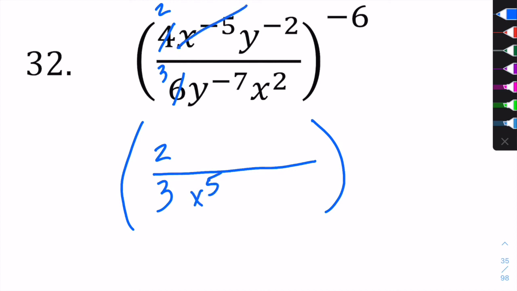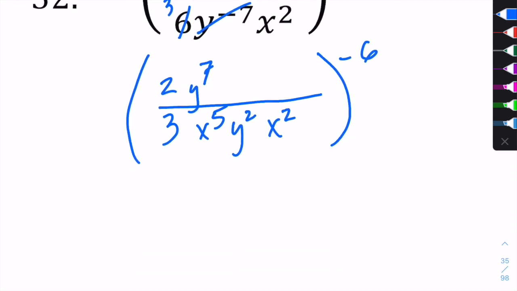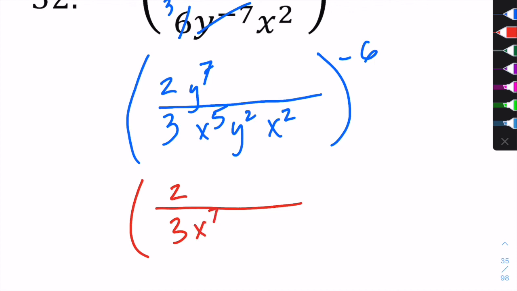So that's going to be x to the 5th down here. Let's cross it off so we don't lose track of what we did. Y to the 2nd down here and cross it off. Y to the 7th up top. And x to the 2nd stays down on the bottom. And we still have a negative 6 outside. Okay. We still have some more work that we can do on the inside. 2 and 3 stay there. We have x to the 7th if we add those exponents together because they're a product of each other. And we have a y to the 7th over y to the 2nd, which is y to the 5th. And we have all of this to the negative 6th.